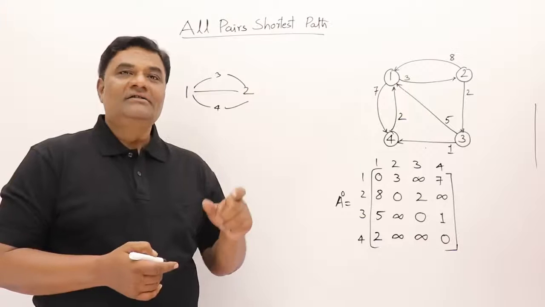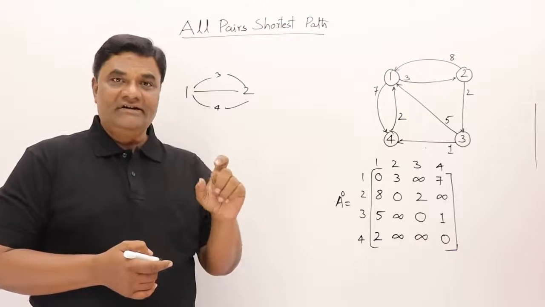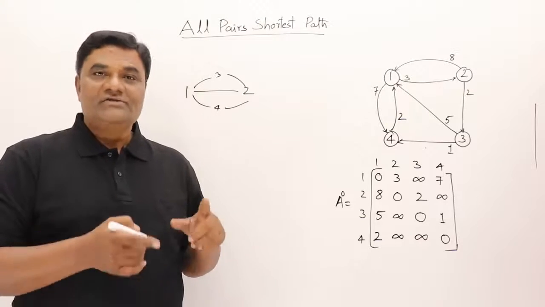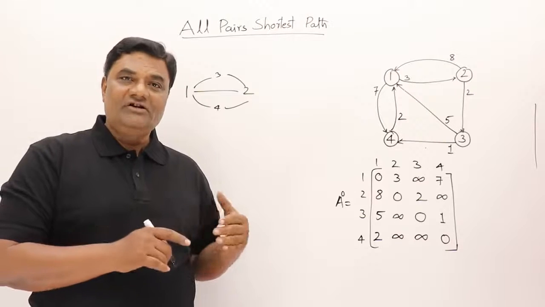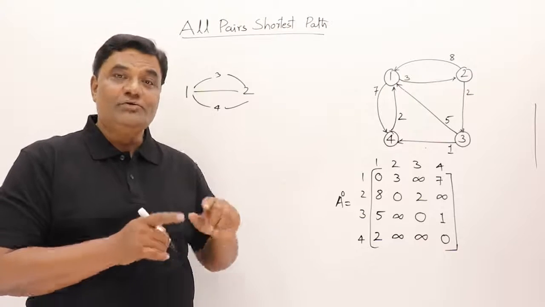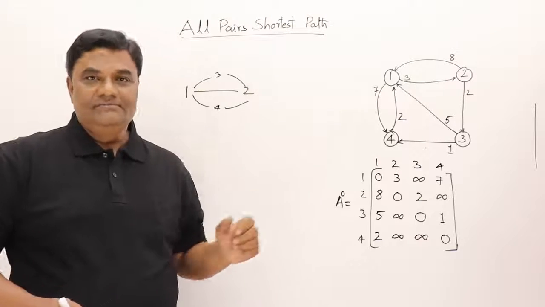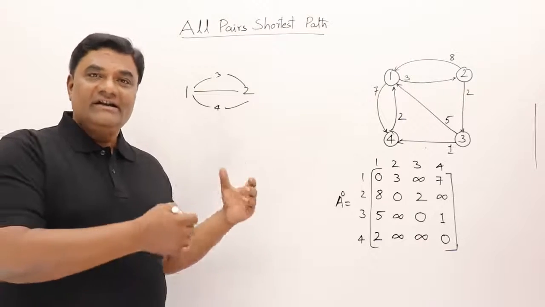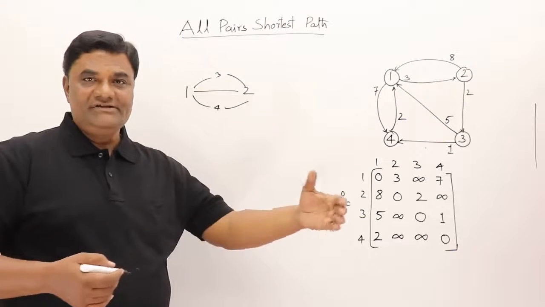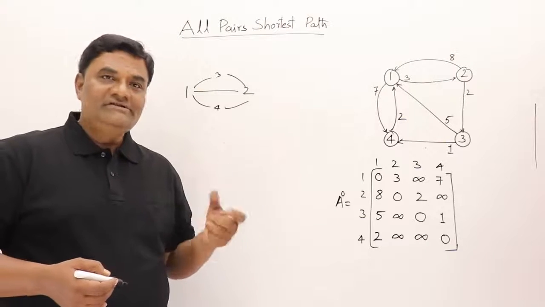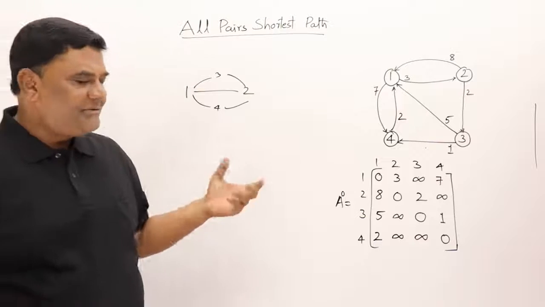So I'll start by selecting the middle vertex as vertex 1. I'll find out first whether there is a shorter path between all the pairs of vertices going via vertex 1, then via vertex 2 and so on. So this is how we can take a sequence of decisions. How can this be done? This can be done by just preparing matrices.